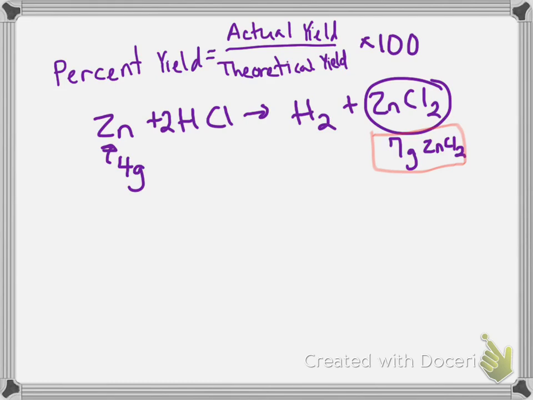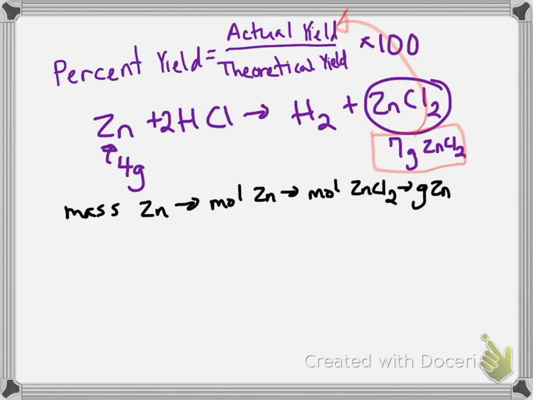So we're starting with 4 grams of zinc, and after the whole reaction and all the hydrogen gas bubbles off and you're only left with zinc chloride, we measure that and we find out that we have 7 grams of zinc chloride that we have created. So that 7 grams of zinc chloride, that is our actual yield. That's what we actually created. So in order to figure out our percent yield, we now need to find our theoretical yield first.